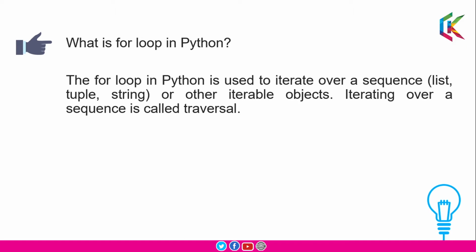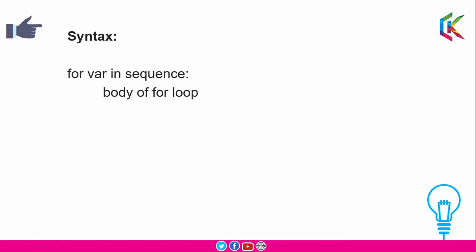So let's go ahead and discuss the syntax of the for loop. for var in sequence, then the body of the for loop. Here var is the variable that takes the value of the item inside the sequence on each iteration. This loop continues until we reach the last item in the sequence. The body of the for loop is separated from the rest of the code using indentation.